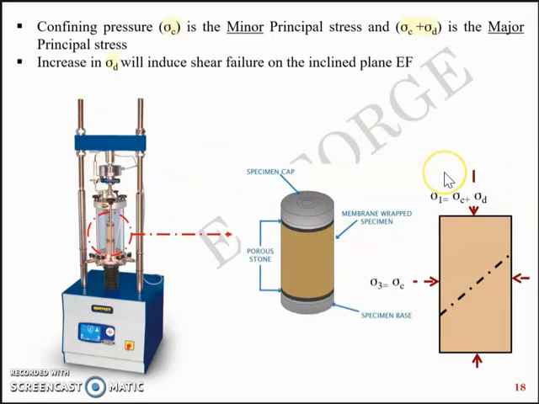So such a combination will give rise to failure. So when you increase sigma d using this mechanism, it will induce shear failure on the inclined plane EF. So you can have different combinations of sigma 3 and sigma 1, and at some particular combination of sigma 3 and sigma 1 there will be failure along this plane.